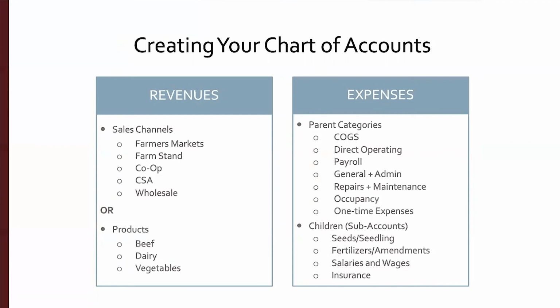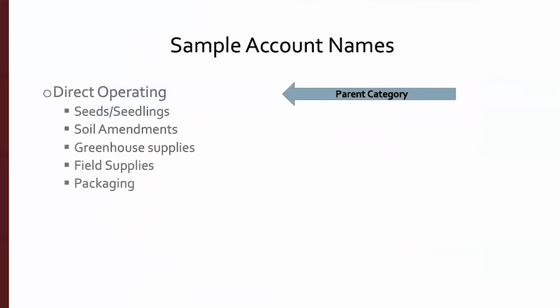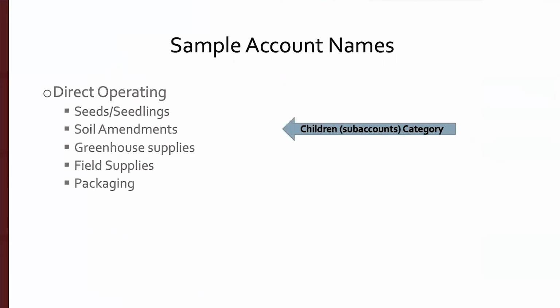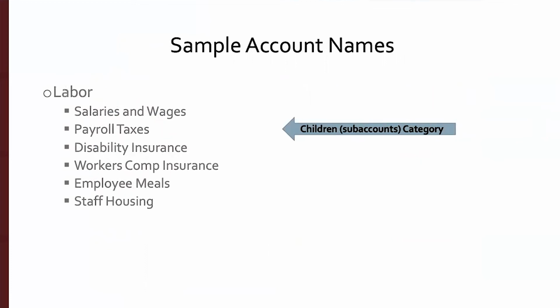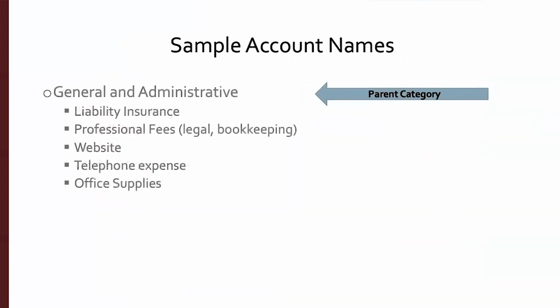In terms of your expenses, you want to set up parent categories, such as cost of goods sold, direct operating, and then children categories. So things that are going to be nested underneath the parent categories. So these are the parent categories that I recommend. And some of the sample accounts that might go underneath the parent categories are things like seeds and seedlings, soil amendments, and so on. These might be sub-accounts or children of direct operating. For labor, you would have that as a parent category, and your sub-accounts might be salaries and wages, payroll taxes, disability insurance, and so on. For general and admin, the parent category, you might have liability insurance, professional fees, website expense, telephone expense, and office supplies.